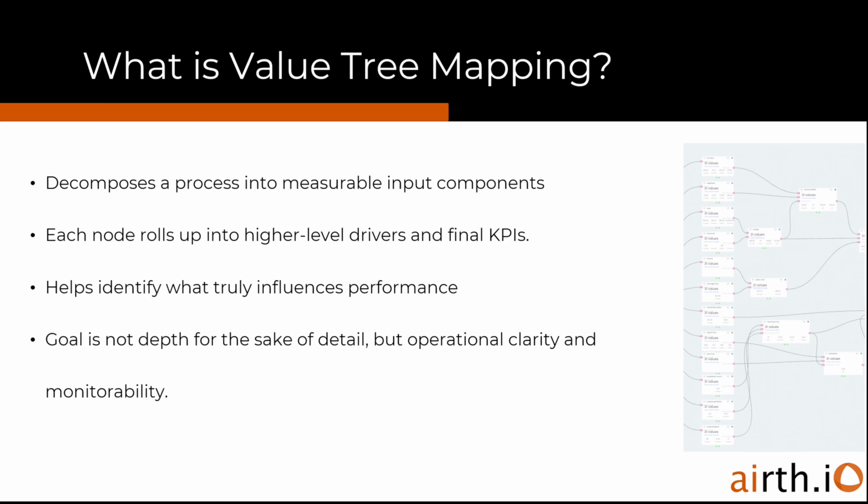Value tree mapping, or what we call VTM, is a structured way to break down an operation into smaller connected pieces. You can think of it as a hierarchy where, at the very top, we place the outcome, or KPI, we want to monitor. Beneath that, we identify the key value drivers, the categories that influence this KPI. And under each driver, we keep breaking down into smaller and smaller components until we reach measurable inputs.